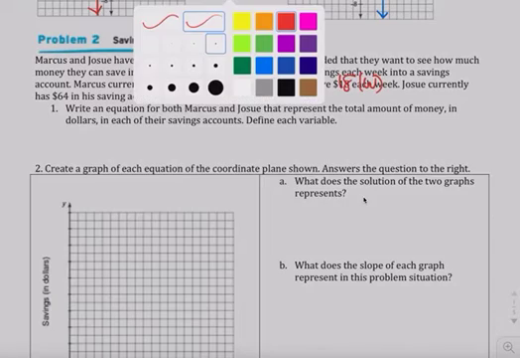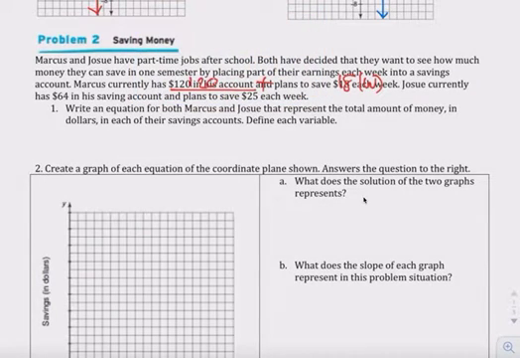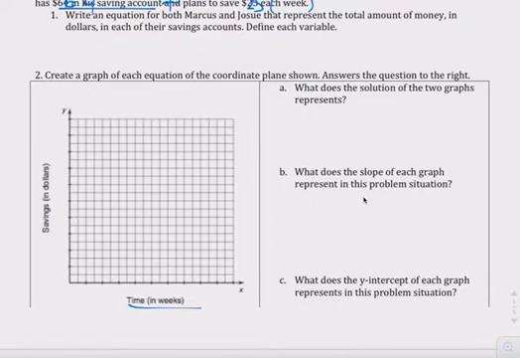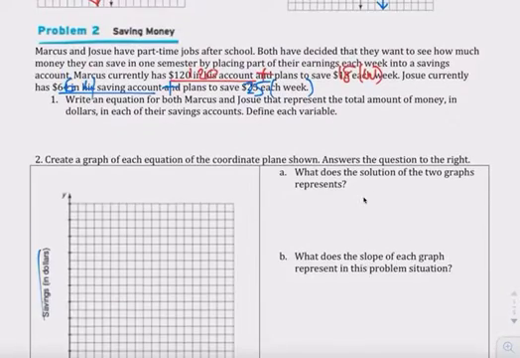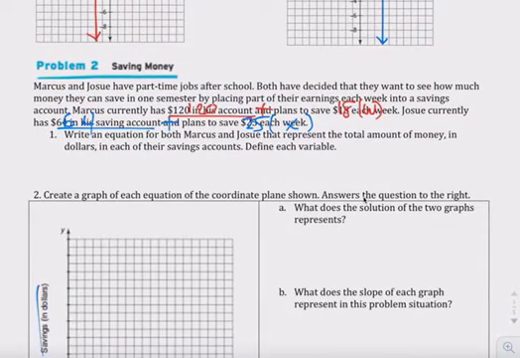Josue, let's do blue for Josue. Josue currently has $64 in his savings account, so he has $64 already, and "and" means plus. He plans to save $25 each week, so 25 each means times the number of weeks. Notice we use the same variable for weeks. Therefore, we're going to use x because it's easier to graph. This is in weeks and in dollars. Notice that. So we're going to put x here, x here. Write an equation for both Marcus and Josue.